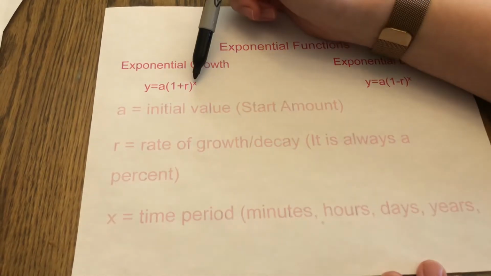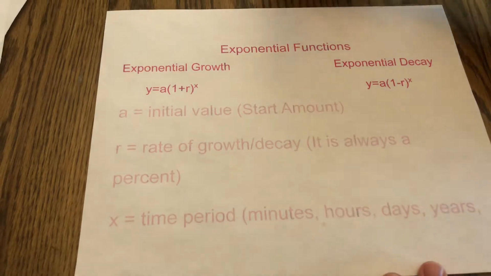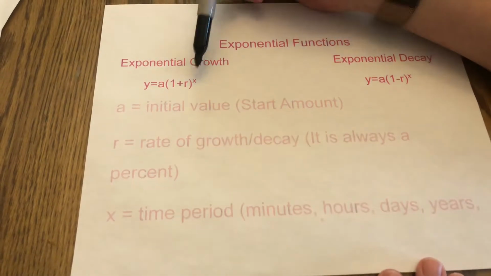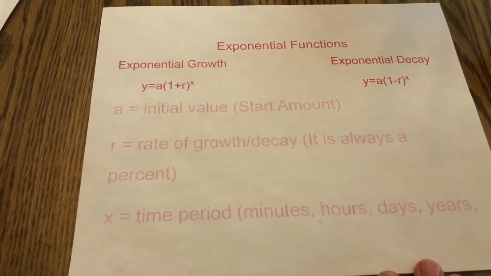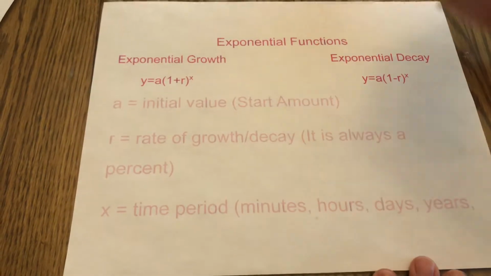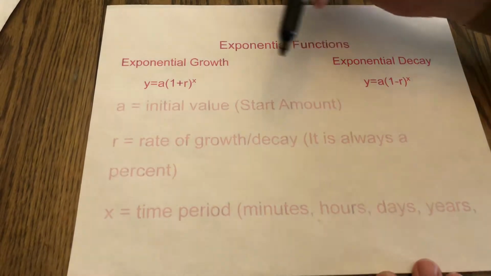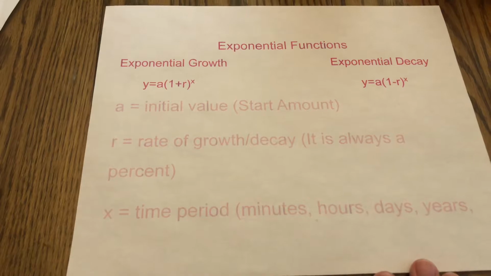And then the last thing is this little exponent. We've never had a variable in the exponent. Well, that's what makes it an exponential function, by the way, is that you have an exponent as a variable. That's always going to be your period of time. So it could be minutes, hours, days, years, months, whatever they give you in the problem, that's going to be what you put in for your exponent.